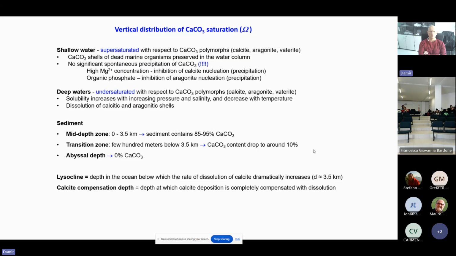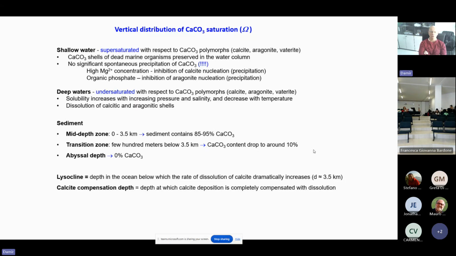The distribution of calcium carbonate sediment is related to seawater depth. In the mid-depth zone, up to 3.5 kilometers, seawater sediment typically contains 85 to 95% carbonate. In the transition zone, just below 3.5 kilometers, calcium carbonate content drops to around 10%. In the abyssal depth, no calcium carbonate is found.